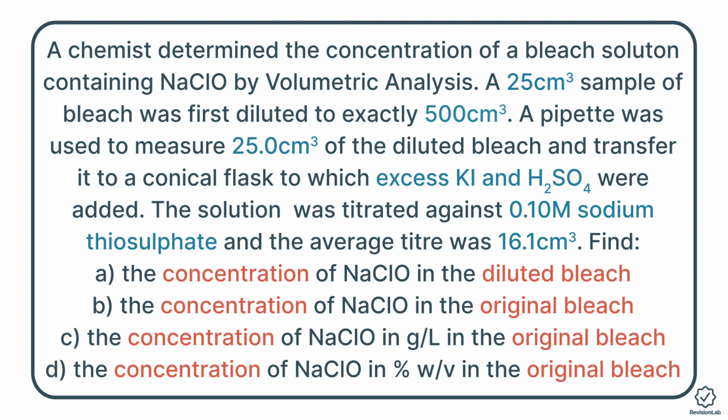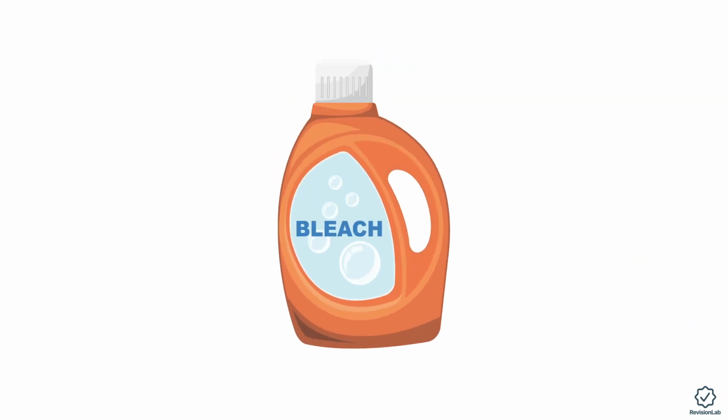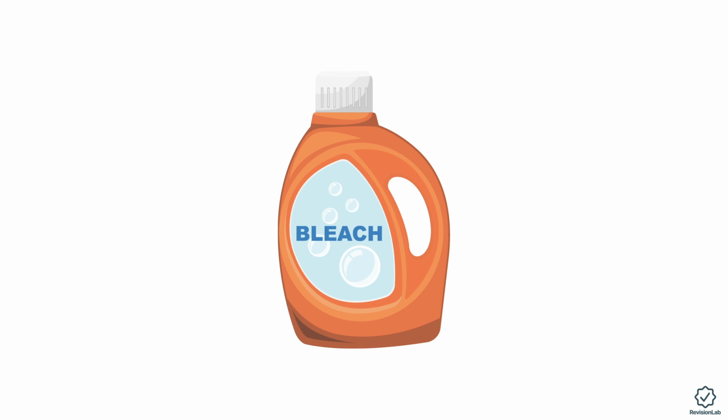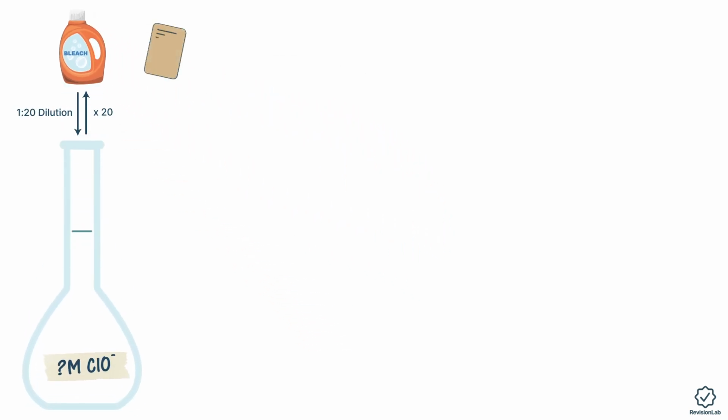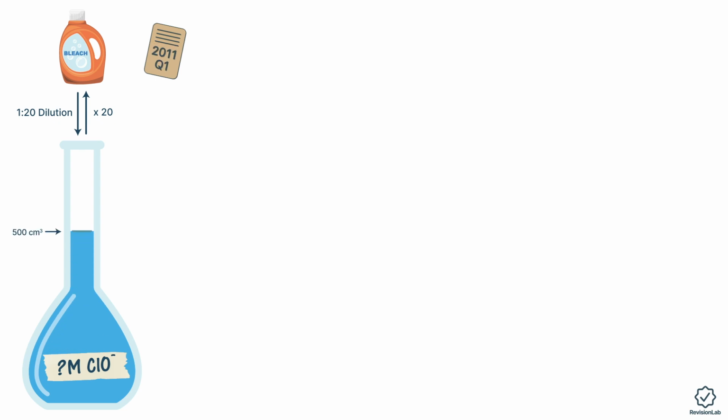Note, as we said before, that we will ignore the iodine and pretend that we are titrating directly the diluted bleach and the thiosulfate, and that these two react in a ratio of 1:2. So we can start with the dilution of our bleach. 25 centimeters cubed is diluted to 500 centimeters cubed, which represents a 1 in 20 dilution, as we said. We make up this solution in the way we have just outlined.